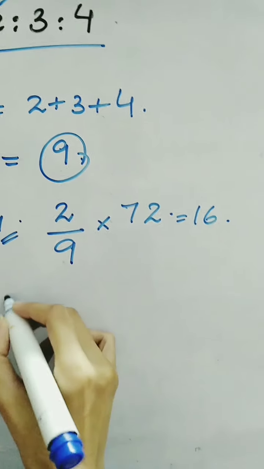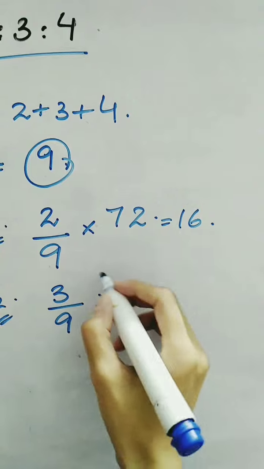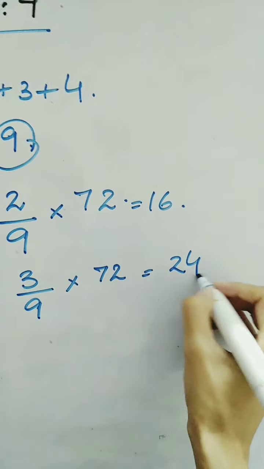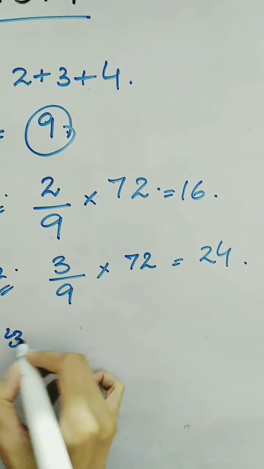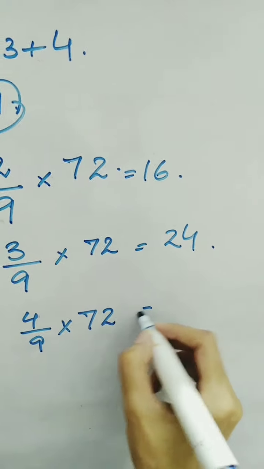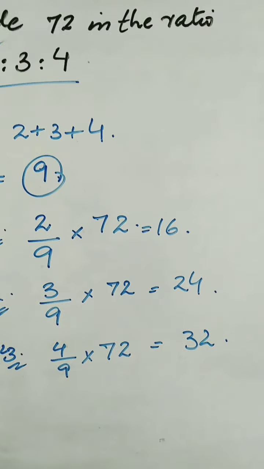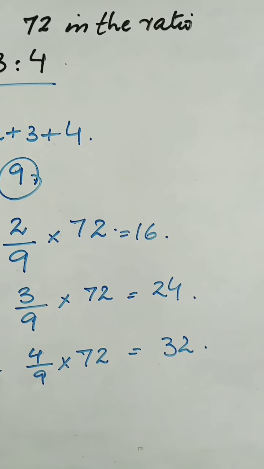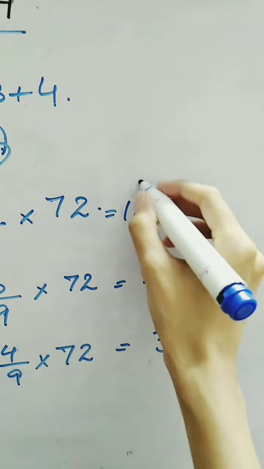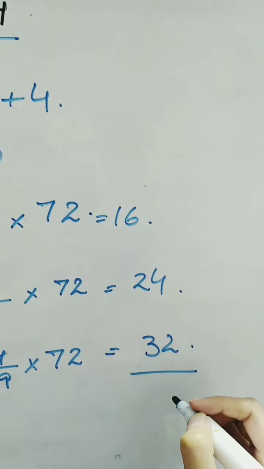16. Now we have 3. We are going to do the same with the other two entities, and we have 24, and for this we have 32. In this way, we have divided the number 72 into the ratio of 2:3:4. If we add all these numbers, we will get the same number, which is 72.